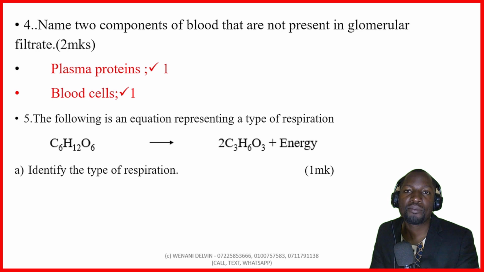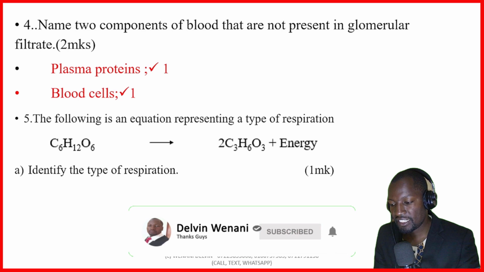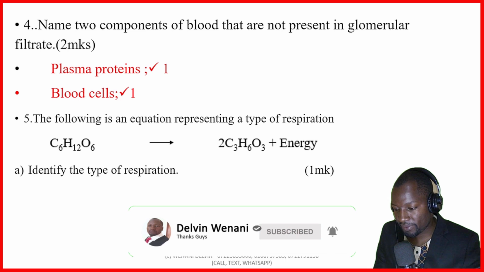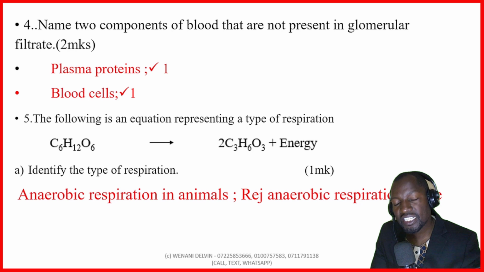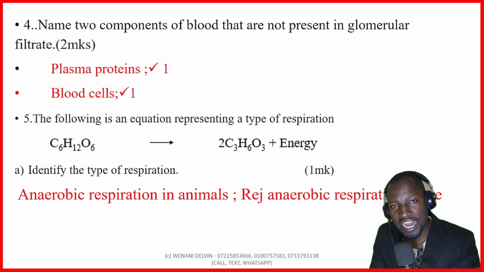First question, identify the type of respiration. And this is anaerobic respiration in animals. Why? Because of the presence of this substance C3H6O3. But we reject anaerobic respiration alone.